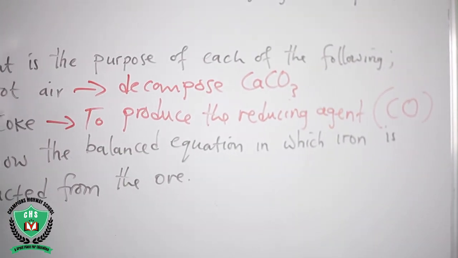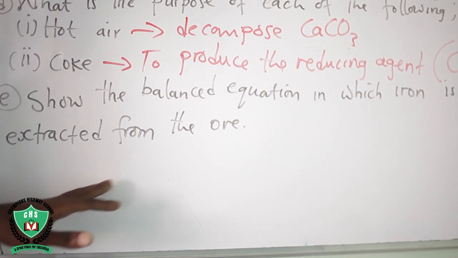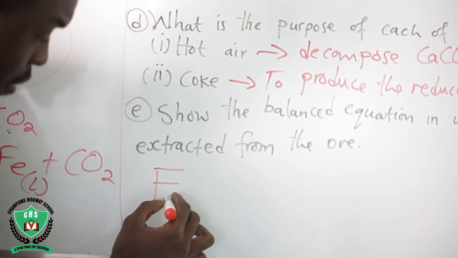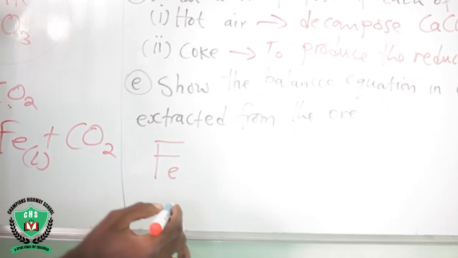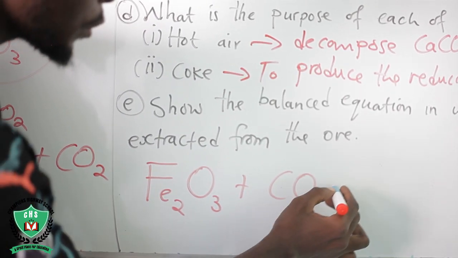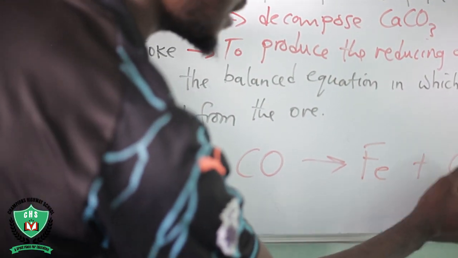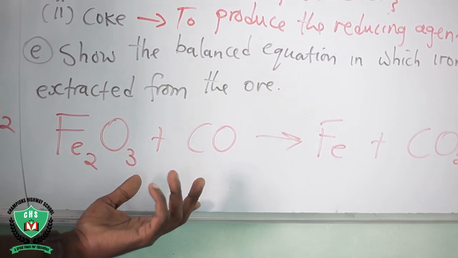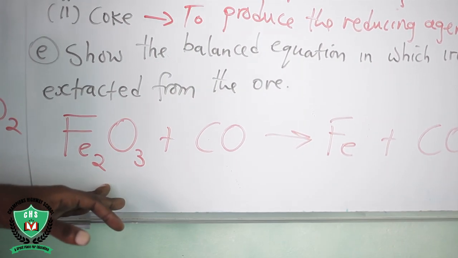Then the last one: show the balanced equation in which iron is extracted from the ore. Since iron is extracted by reduction in a blast furnace, we'll get the hematite, which is iron 3 oxide, reacting with the carbon monoxide to produce iron plus carbon dioxide. So this is actually the chemical equation for the reduction of iron 3 oxide.